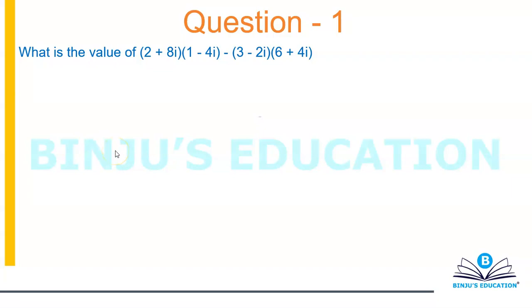So what is the value of (2 + 8i)(1 - 4i) - (3 - 2i)(6 + 4i)? Alright. So first I'm going to solve this part. This is 2 into 1, which is 2. 2 into minus 4i is minus 8i. 8i into 1 is 8i. 8i into minus 4i is minus 32 i square.